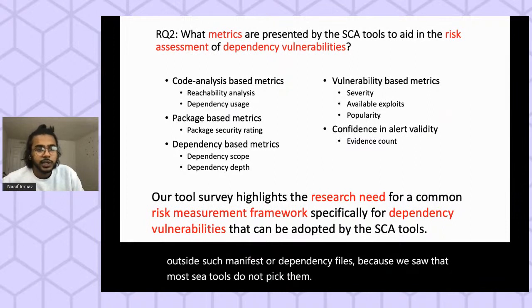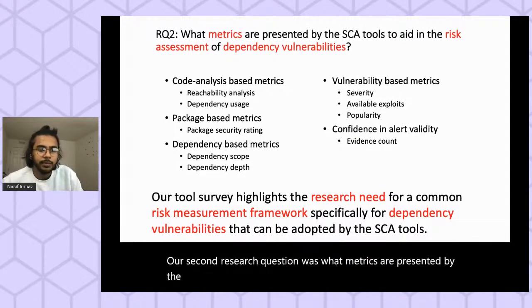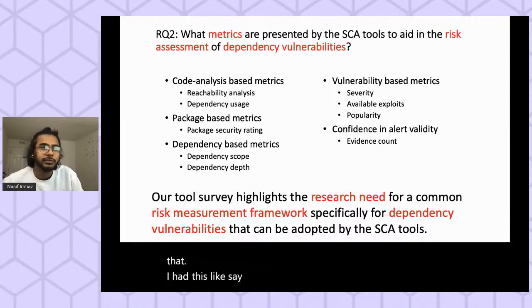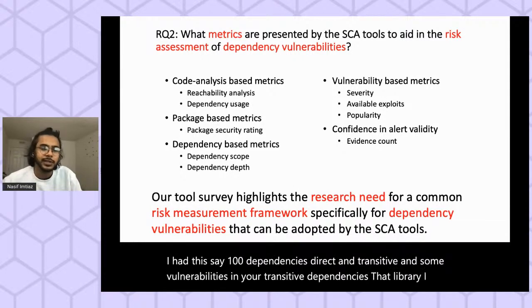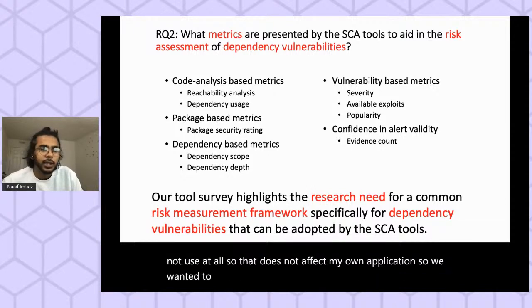Our second research question was what metrics are presented by the SCA tools to help you in assessing the risk of dependency vulnerabilities, because a common complaint with using SCA tools is that I have, say, 100 dependencies, direct and transitive, and some vulnerabilities in the transitive dependencies. That library I may not use at all, so that does not affect my own application. So we wanted to see what metrics the tools provide and how they help in this regard.